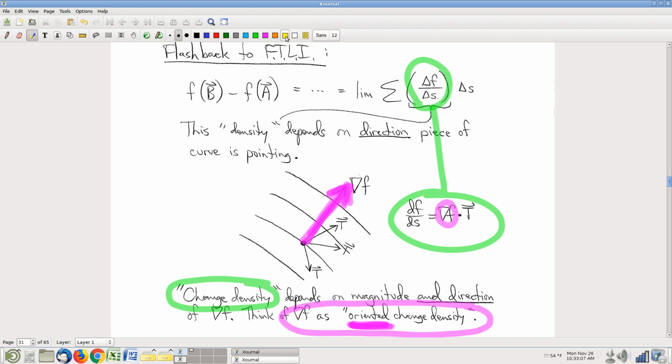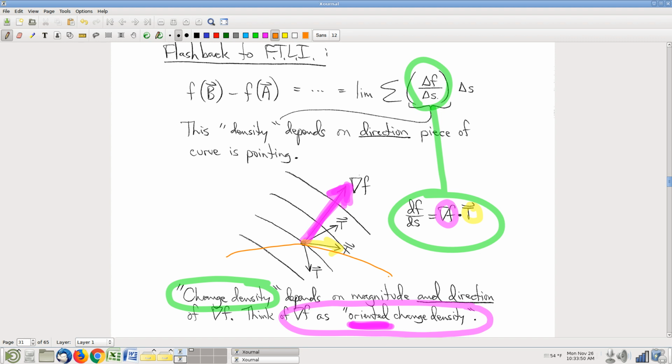And how do you use that? Well, the green circled formula is very clear. The density is that dot T. So you then have to say, what direction is your curve going? If your curve is going through a particular point in the direction given by a unit tangent vector T, that unit tangent vector you can combine with your oriented change density vector to get the actual change density. How we doing? Everybody on board?